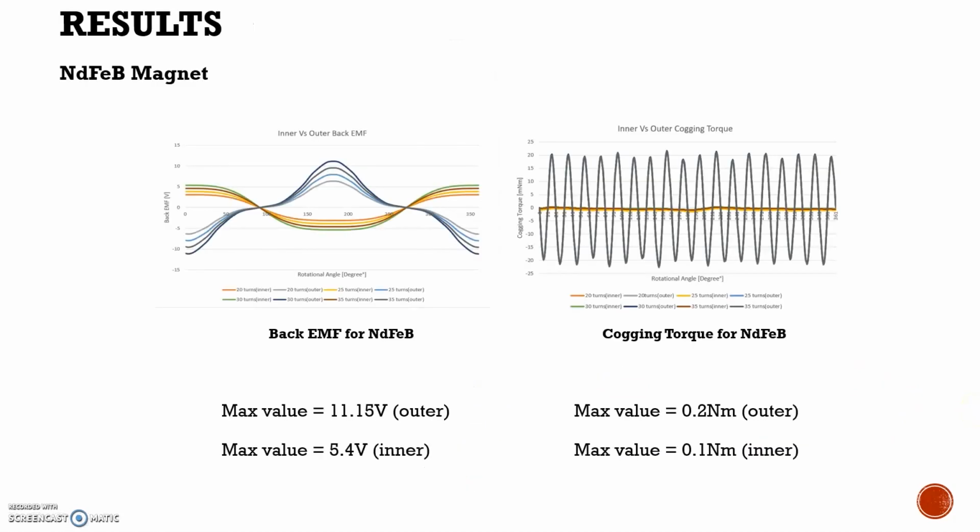Okay, this is the result for the NdFeB magnet. This is the back EMF that we get from the simulation of the NdFeB type of magnet material. And this is the cogging torque that we get. The max value that the NdFeB type of magnet material can achieve is 11.15 volts for the outer rotor and 5.4 volts for the inner rotor, and the max value for the cogging torque is 0.2 mm for the outer rotor and 0.1 mm for the inner rotor.